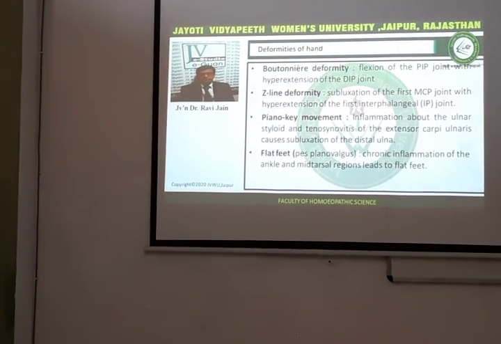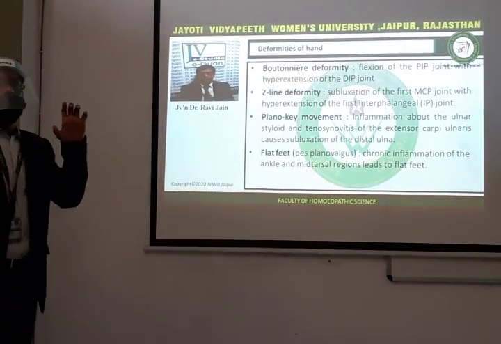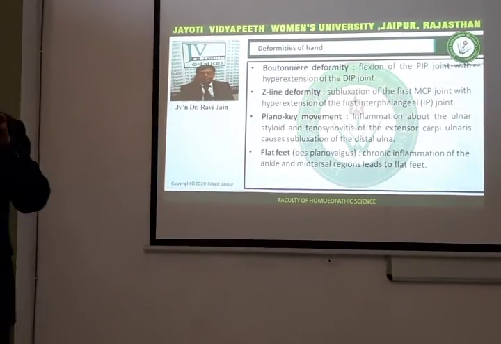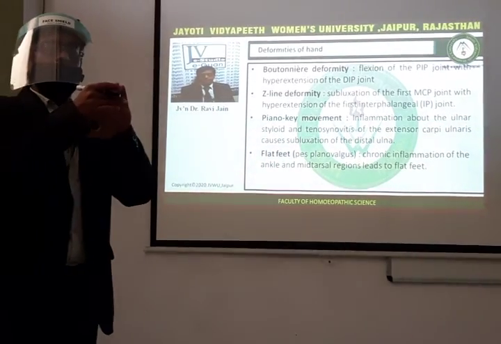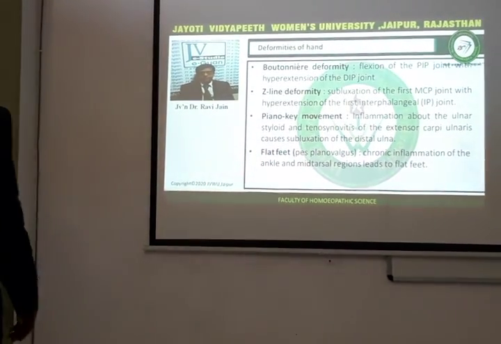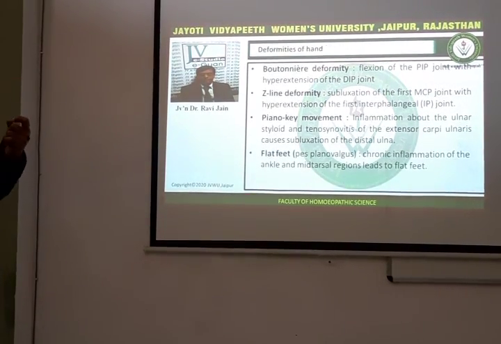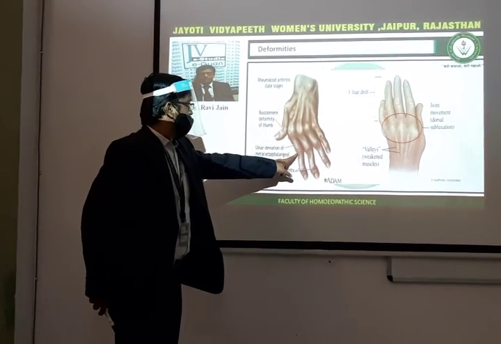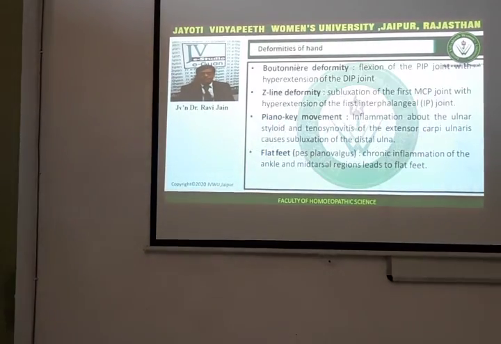We have the boutonniere deformity. What is boutonniere deformity? There is flexion of the proximal interphalangeal joint with hyperextension of the distal interphalangeal joint. So there is flexion at the proximal and hyperextension at the distal interphalangeal joint, exactly opposite to the swan neck deformity. This is swan neck and this is the boutonniere deformity. Just remember the names of these deformities.